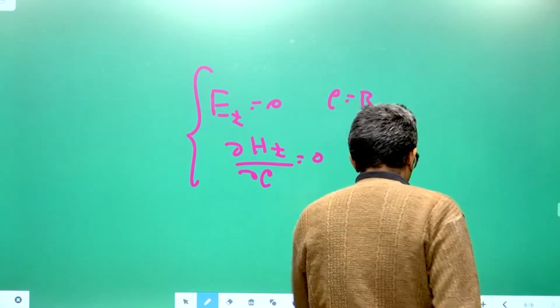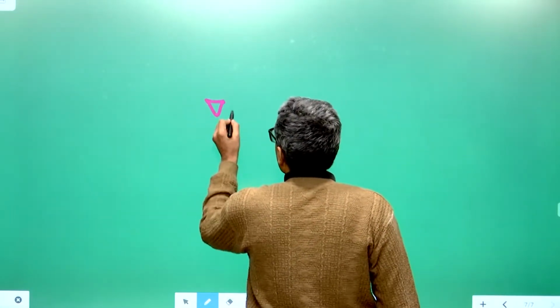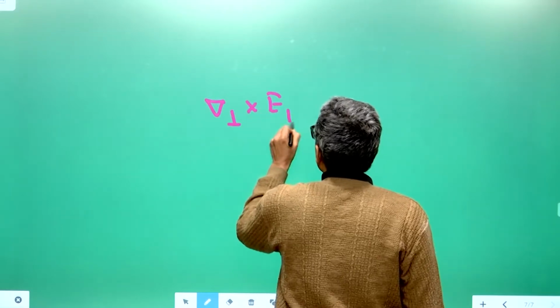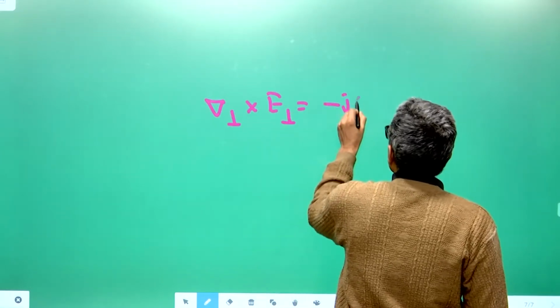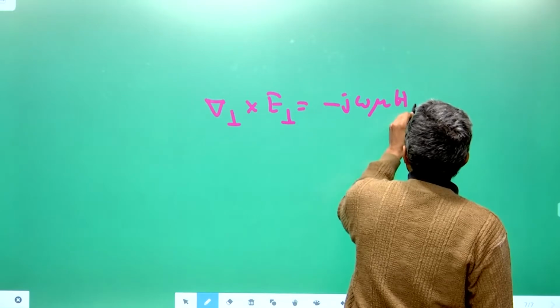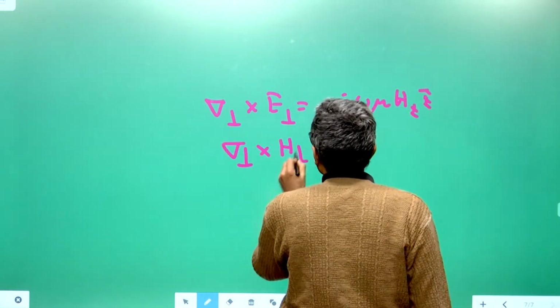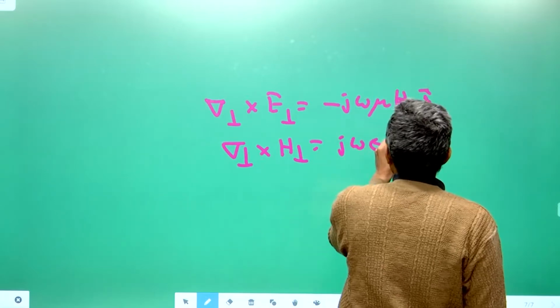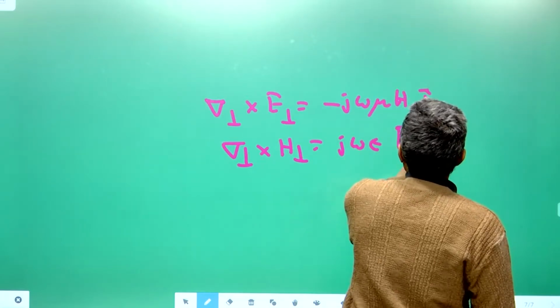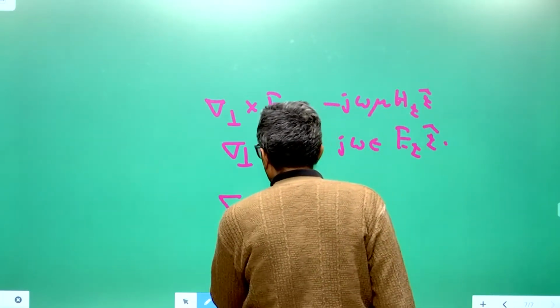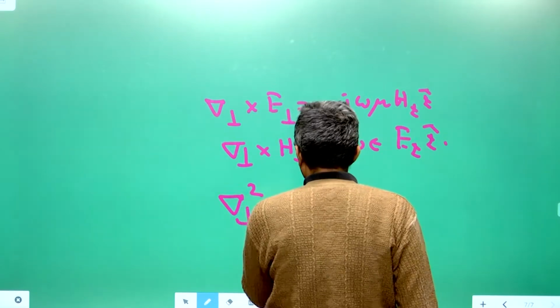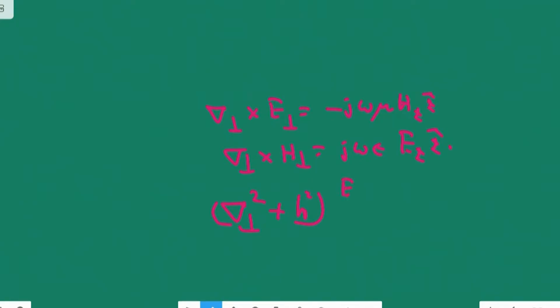We solve the third component of the Maxwell equation, namely del perpendicular cross E perpendicular is equal to minus j omega mu Hz into z cap, and del perpendicular cross H perpendicular is equal to j omega epsilon Ez into z cap. These two equations will give you the Helmholtz equation, namely del perpendicular square plus h square acting on Ez, Hz is equal to 0 within the boundary, that means for rho lying between r and 0.